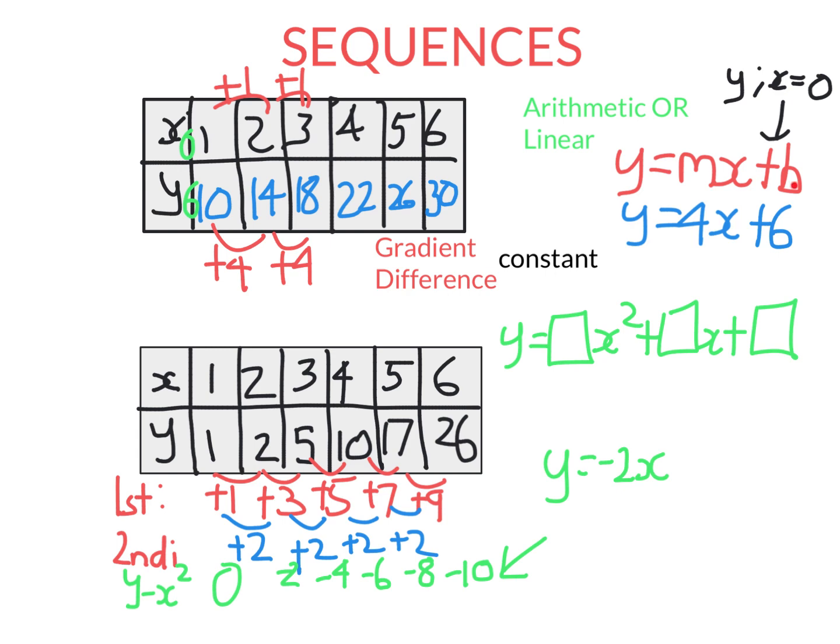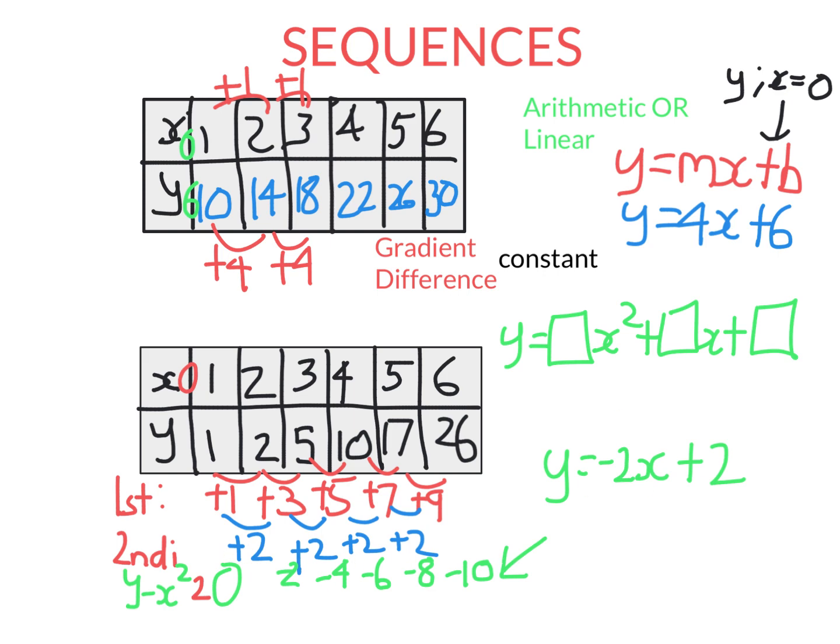All right, so what's the number that goes here? It's the y value when x equals 0. So if I went 1 over, so x equals 0, this value here would be +2. So it's actually y equals -2x plus 2. Okay, that gives me the rule for this sequence here.